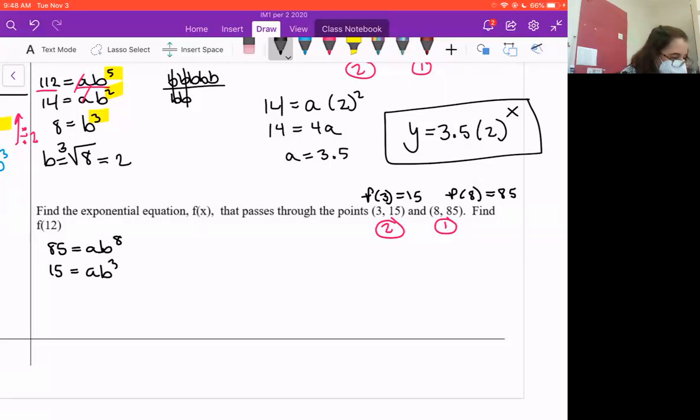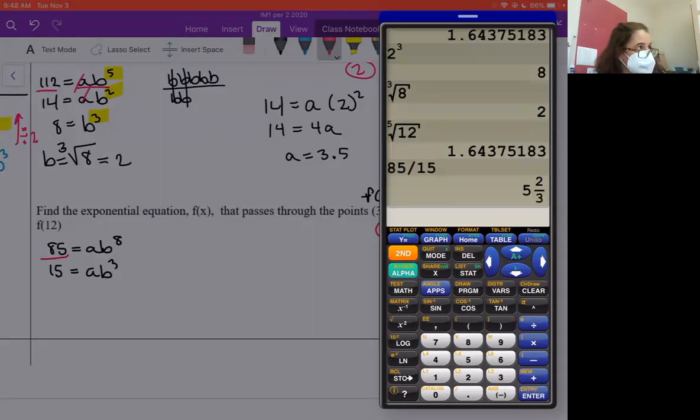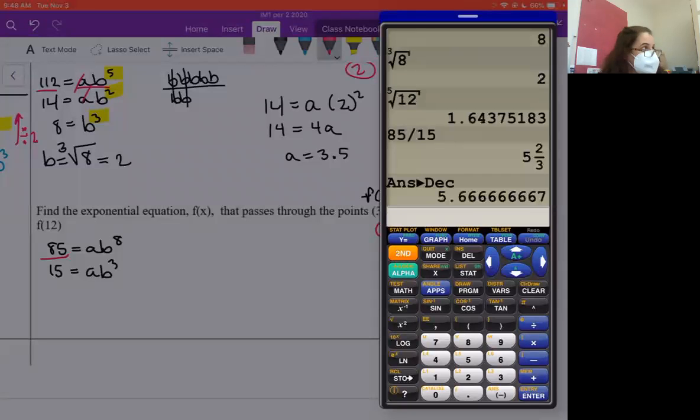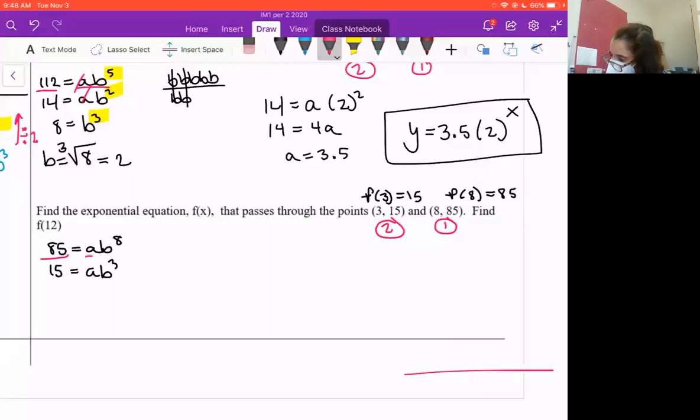So 85 divided by 15 is 5.66 repeating. I'll show you on here. 85 divided by 15. Okay. This calculator tends to default to fractions. I mentioned that yesterday. However, if you don't like fractions, you can always change it to a decimal. It's 5.6 repeating. Okay. And on the other side, when I divide, the A's are going to go away.